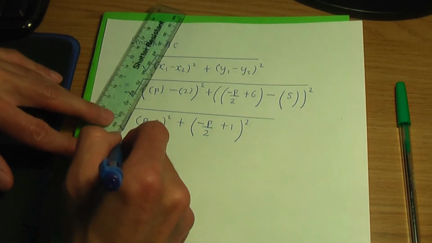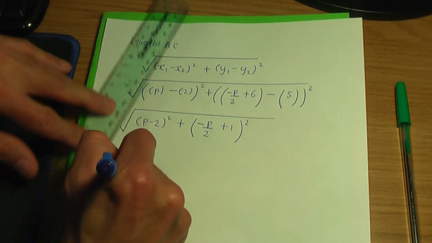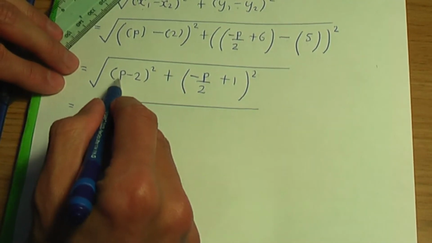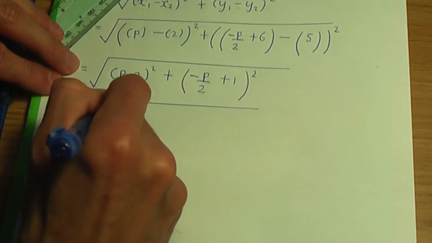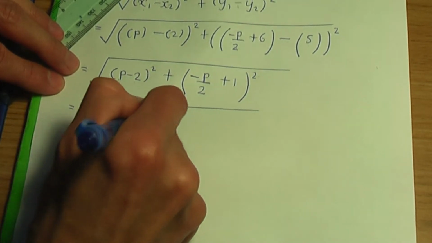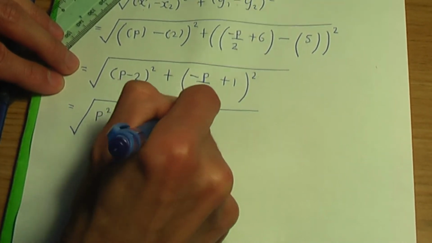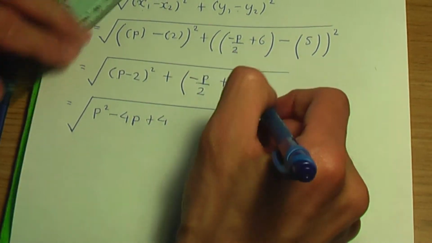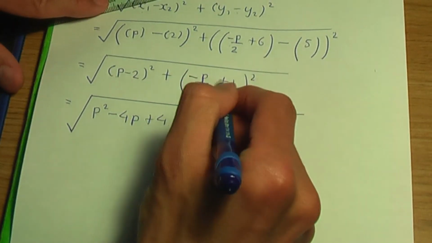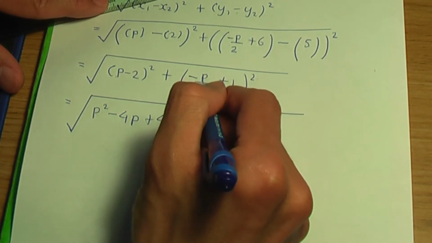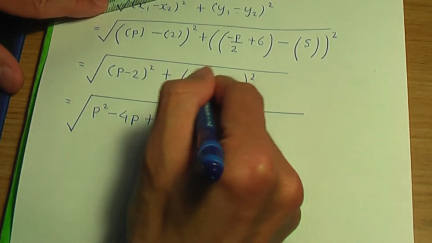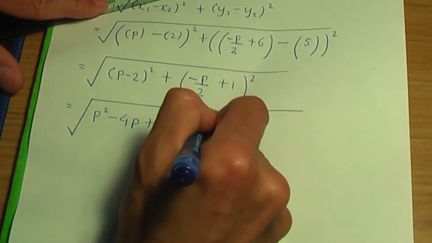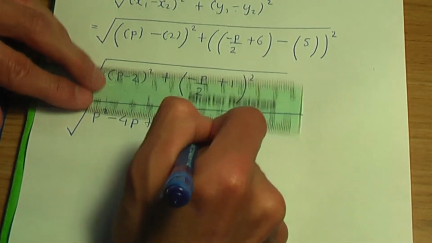So let's go to the extra stage. In this case, let's multiply out. So we'll have the square root of P minus 2 squared, which when multiplied is P squared minus 4P plus 4. So be careful with your expansion. And when we multiply this bracket out, we'll have minus P over 2 squared, and minus P over 2 squared is plus P squared over 4.